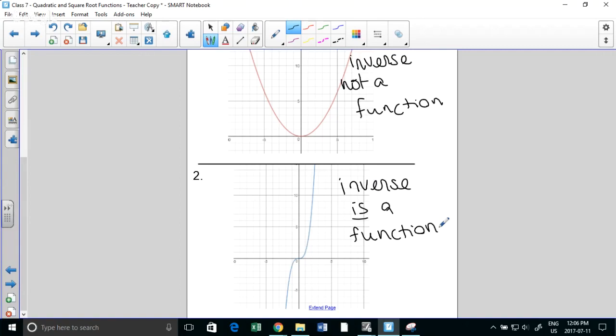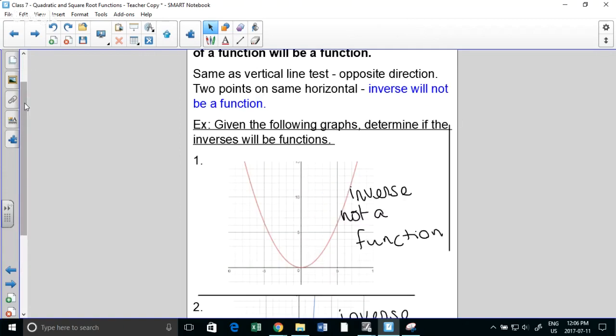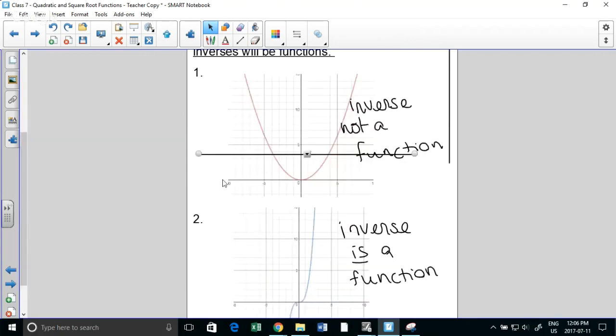So if you're determining that something is a function, you're doing the vertical line test, right? Remember? So I'm scanning over to see if I have any points on the same vertical. Because this is good to go, this is a function. Same thing here. But to see if the inverse will be a function, I'm seeing if there are 2 points on the same horizontal. So in this case, since I have 2 points on the same horizontal, the inverse is not going to be a function, and vice versa. So here that wasn't good, here it was good.